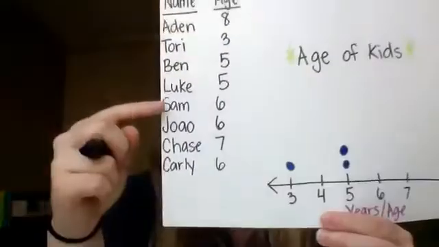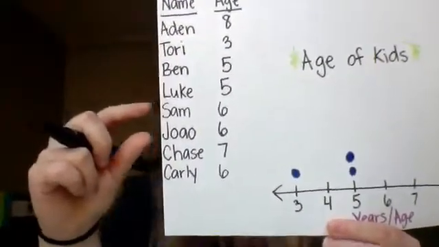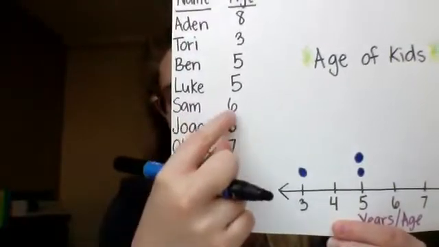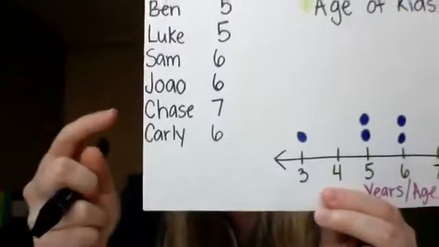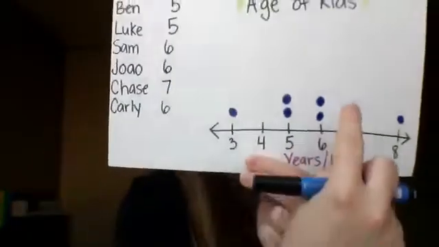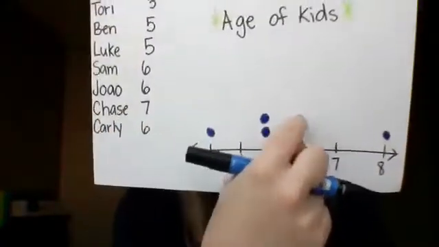Now I'm gonna move on and do Sam and Joa. They're both 6, coincidentally. So I have Sam who's 6 and Joa who's 6. So right over 6, I'm gonna put 1 dot for Sam. I'm gonna put 1 dot for Joa. Okay. And now I'm gonna do Chase and Carly. Chase is 7, so I'm gonna put a dot over 7, and Carly is 6, so I'm gonna be putting another dot over 6 for Carly. So Chase is 7, I'm putting a dot for 7. Chase, I know you just turned 8. And then Carly is 6, so I'm gonna put another dot over 6.